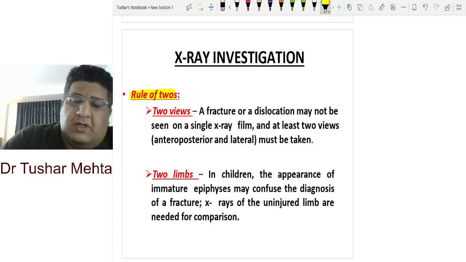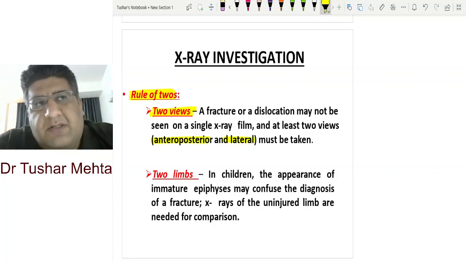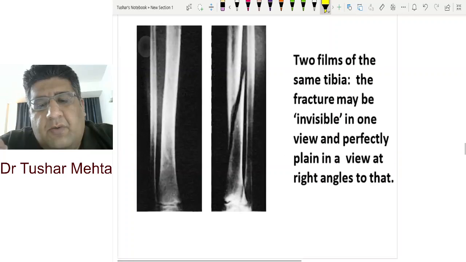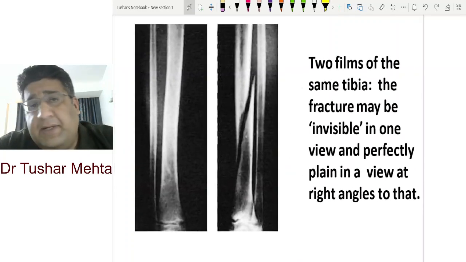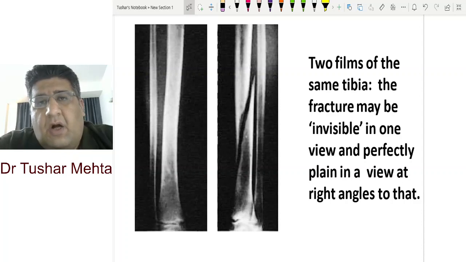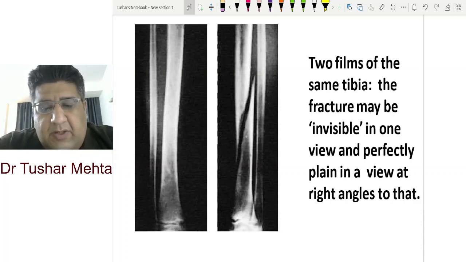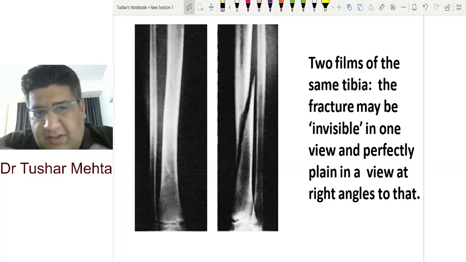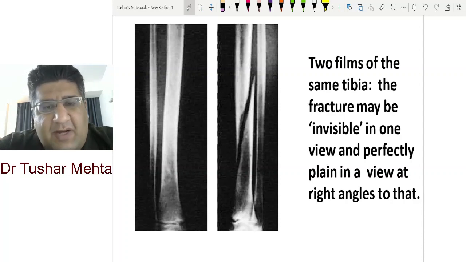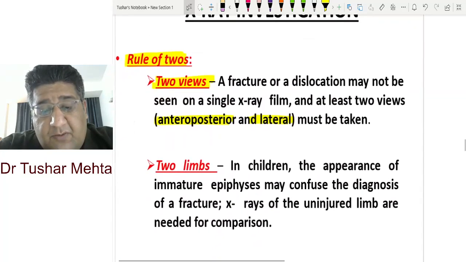Now when I say 2 views, what does that mean? We have to have an AP view and a lateral view. Just one view is not going to help. You can see on the left hand side of your screen right now, you have an AP view. I can't see any fracture. Just by getting one view, you may rule out a fracture and send the patient back home, but the moment you get a lateral view, you see an oblique fracture. That is why I want you to understand, it is 2 films in 2 different views, where one is absolutely normal while the other one is showing a fracture. So you have to take care of the first rule, that is the rule of 2 views.